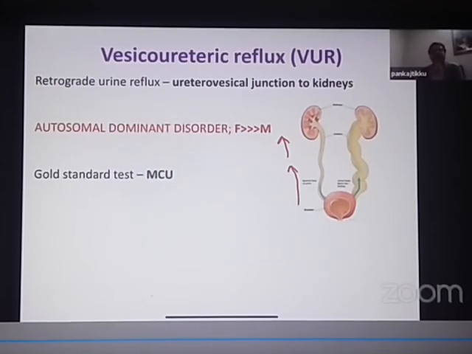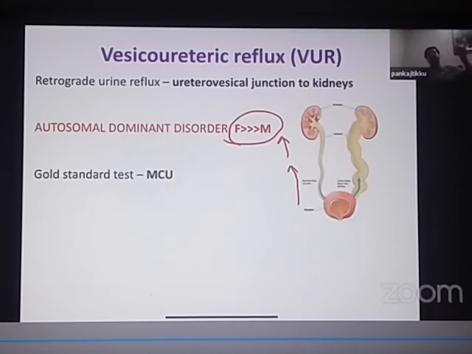Now, please remember this congenital disorder, vesicoureteric reflux. This congenital disorder is familial in inheritance. That means it runs in families. It's an autosomal dominant disorder and is much more commonly seen in females in comparison to males. So this is a very important question. Is vesicoureteric reflux more commonly seen in males? No, it is more commonly seen in females. What is the typical inheritance pattern? The typical inheritance pattern is autosomal dominant.